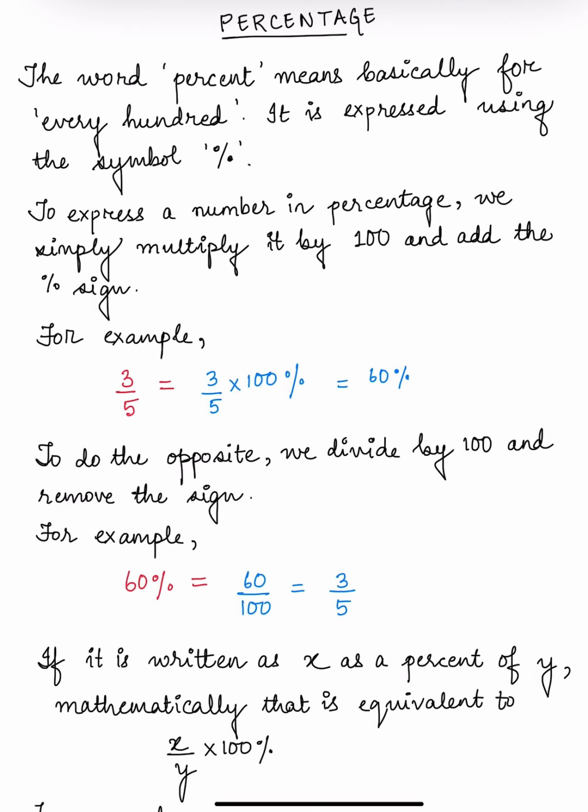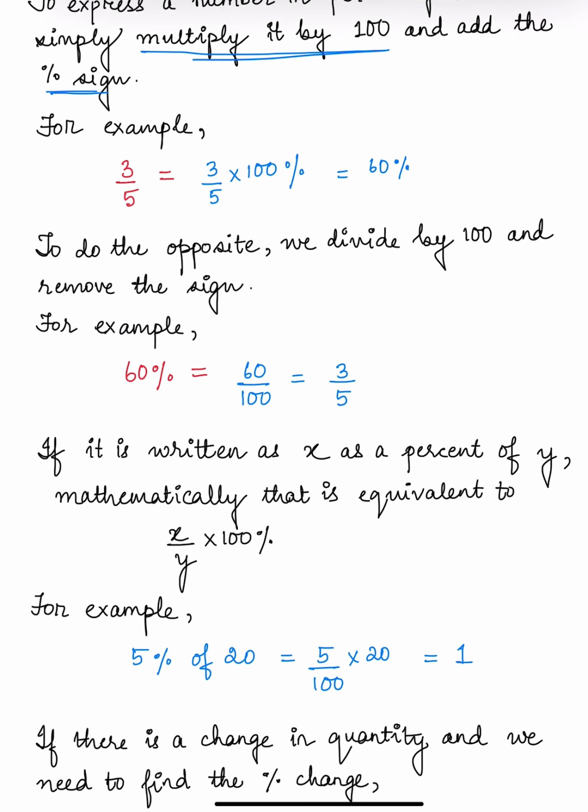In this video, we are going to explore the basic concepts of percentage with some solved examples. The word percent basically means for every 100, and this is the most important thing that we need to keep in mind. It is expressed using the symbol of percentage. The first thing is how to express a number in percentage. We simply multiply it by 100 and we add the percentage sign.